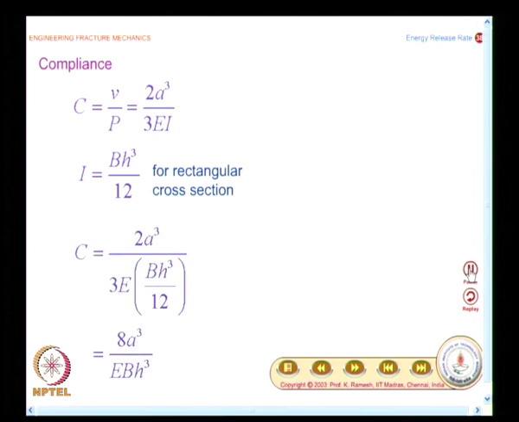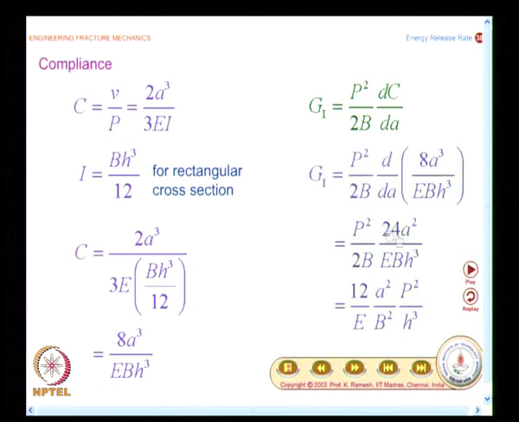Okay, we will now look at the final expression. We know that G is given as P squared by 2B dC by dA. So, when I substitute these expressions, when I differentiate 8 a cube divided by E B h cube with respect to a, I get this as P squared 24 a squared divided by 2B into E B h cube, and the expression is recast in this fashion.